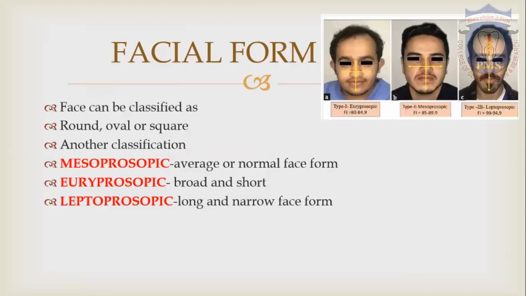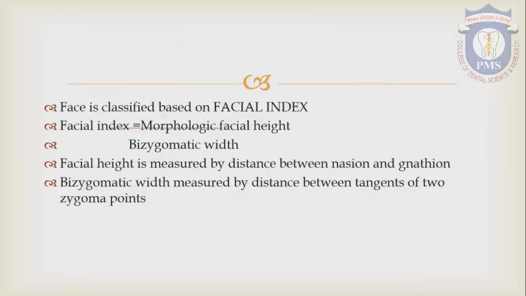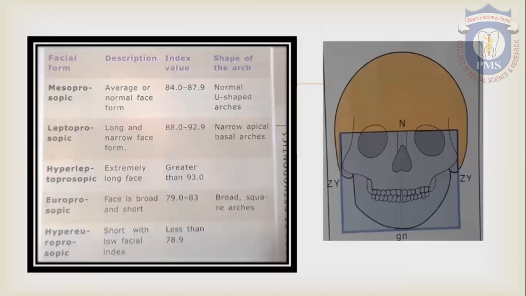Now in case of facial form, face can be classified as round, oval, or square. Another classification is mesoprosopic, that is an average or normal face form, and euryprosopic, that is a broad and short face form, and leptoprosopic, that is a long and narrow face form. The face is classified based on facial index. Facial index is a morphological facial height divided by bizygomatic width. Facial height is measured by distance between nasion and gnathion. Bizygomatic width is measured by distance between tangents of two zygoma points.